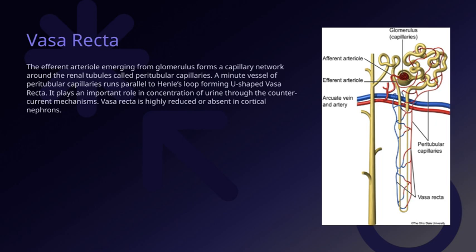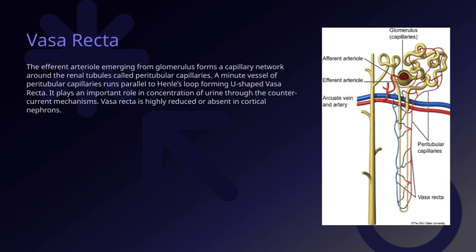Interestingly, in cortical nephrons, which are the majority of nephrons, the vasa recta is either very reduced or absent altogether. Understanding the vasa recta is important because it highlights how the kidney maintains the body's fluid and electrolyte balance, which is central to its overall function and our health.